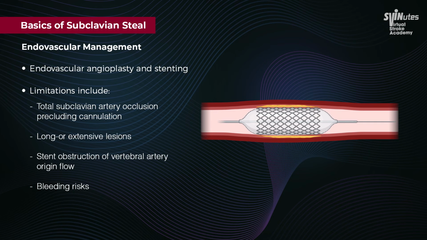Some limitations include total subclavian artery occlusion, precluding cannulation, longer extensive lesions, stent obstruction of vertebral artery origin flow, and bleeding risk with longer-term dual antiplatelet therapy. No randomized trials have compared endovascular versus surgical methods for treatment of subclavian stenosis. Therefore, an individualized patient care approach is best.